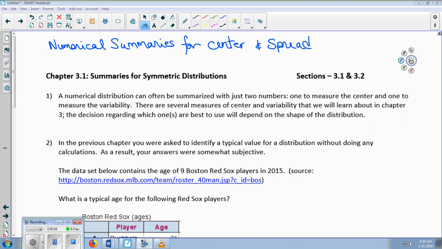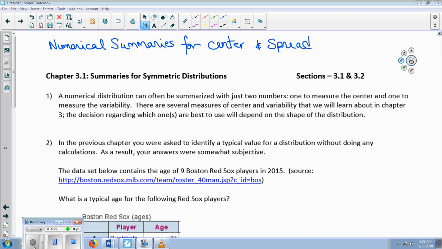So we're going to start section 3.1, summaries for symmetric distributions. Chapter 3 is going to focus on numerical summaries for center and spread. Whenever we're looking at a distribution, we're always going to want to look at the shape of our distribution, where is our center, and what is our spread.